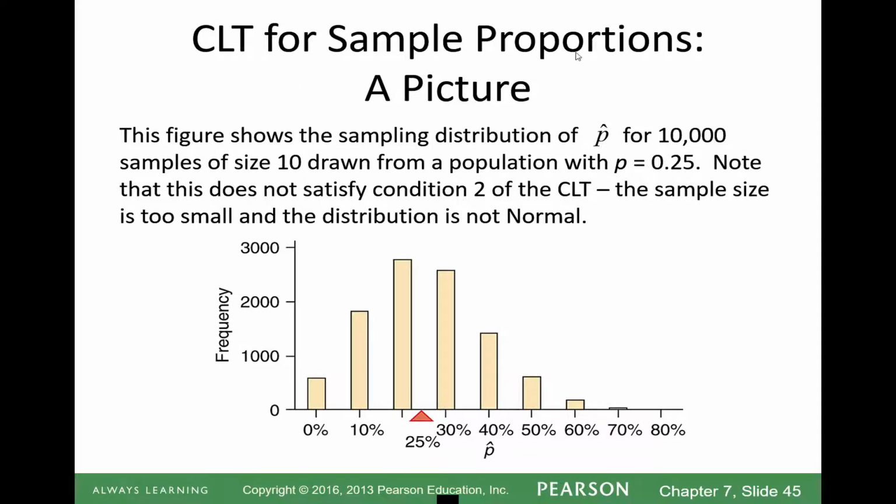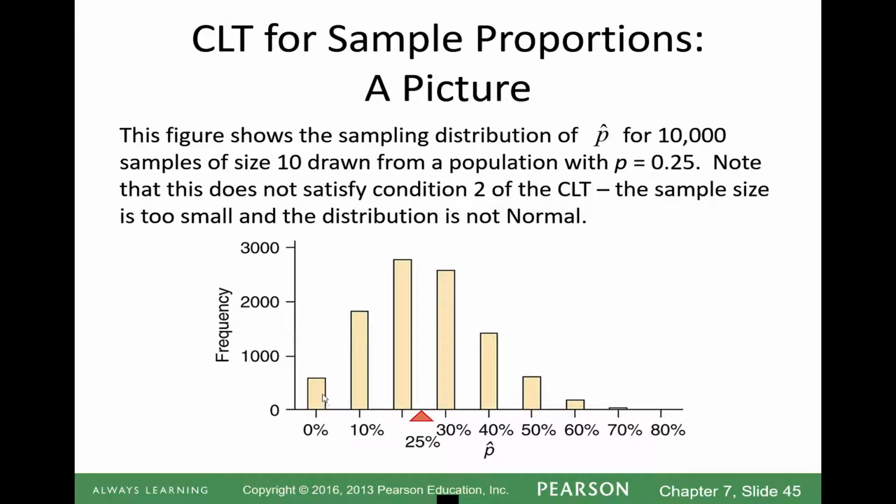Central limit theorem for sample proportions. This gives a picture of a sampling distribution for 10,000 samples of size 10 drawn from a population with p equal to 0.25. Note that this does not satisfy condition 2. The sample size is too small and the distribution is not normal. So they have very small sample sizes here, and this is what happens.